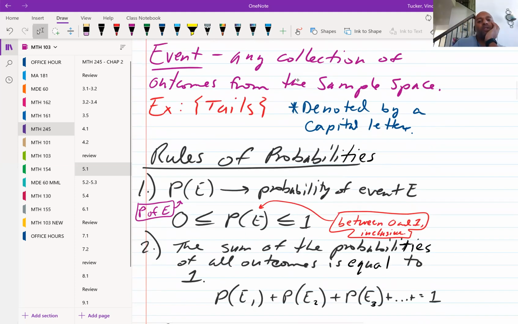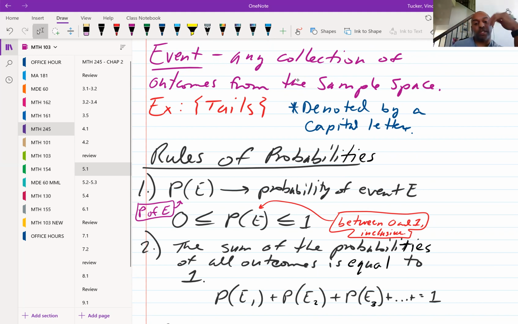Okay. So rules of probabilities. First one, probability of event E, P of E. So P parentheses E, just the probability of that event E occurring is always going to be in between 0 and 1. And that is inclusive. So it could be equal to 1, it could be equal to 0.